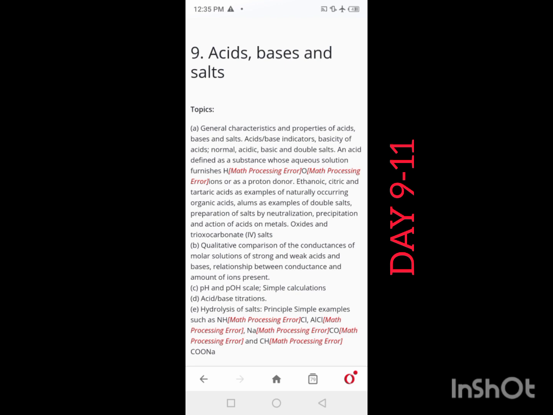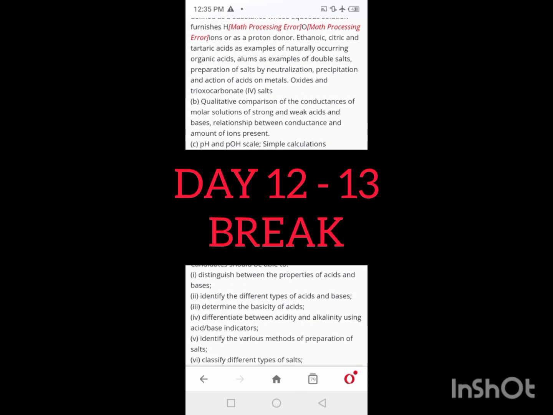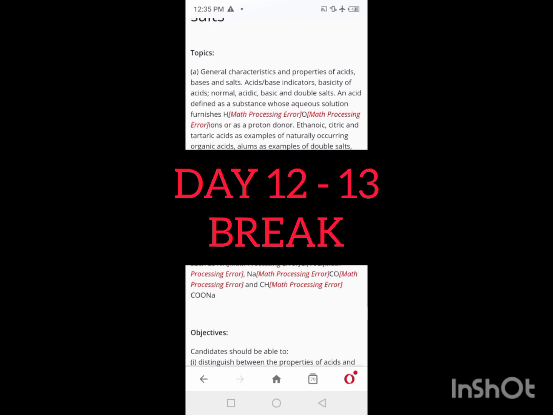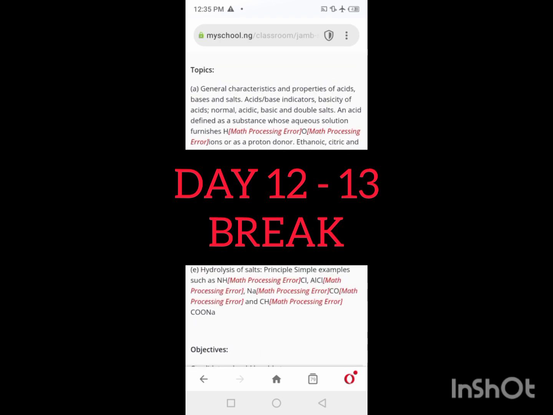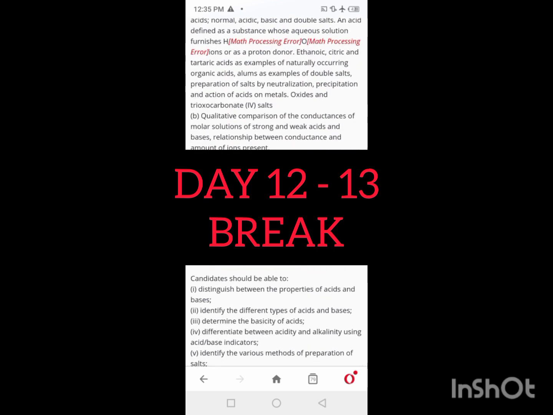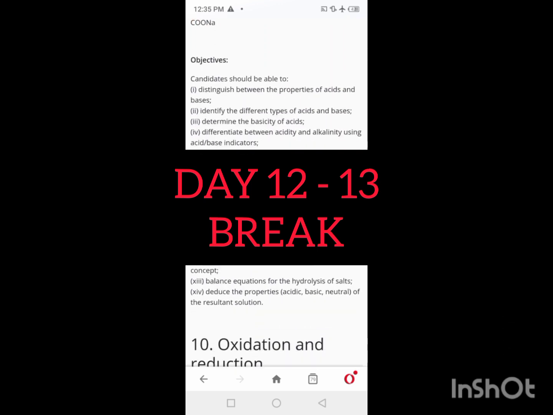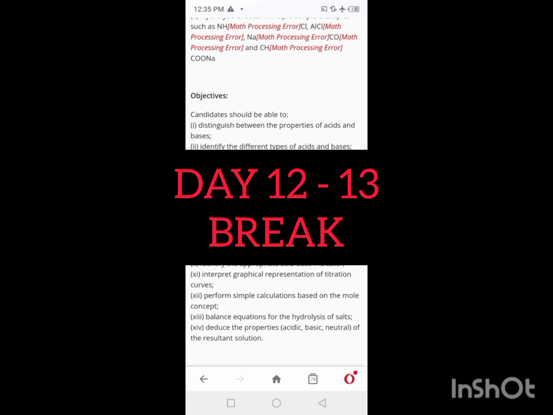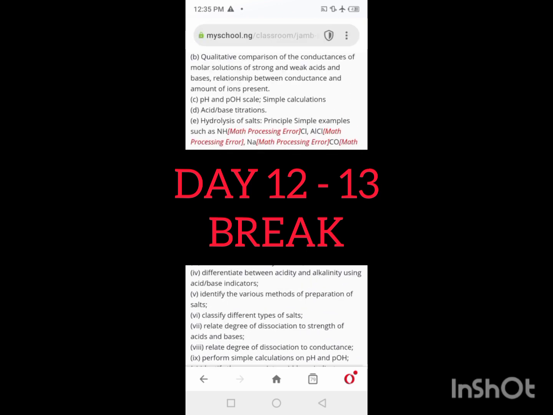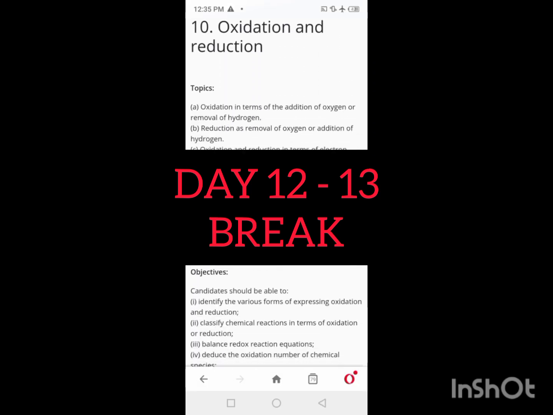Acids, bases, and salt. So when you are done with this topic, you're going to have your first break. First 2 days break. Yes. So this 2 days break, you have to revise all you've been doing. If you've been meeting up, good for you. If you've not been meeting up, try to finish up and get yourself ready. So that 2 days break will be on the 12th and 13th day.